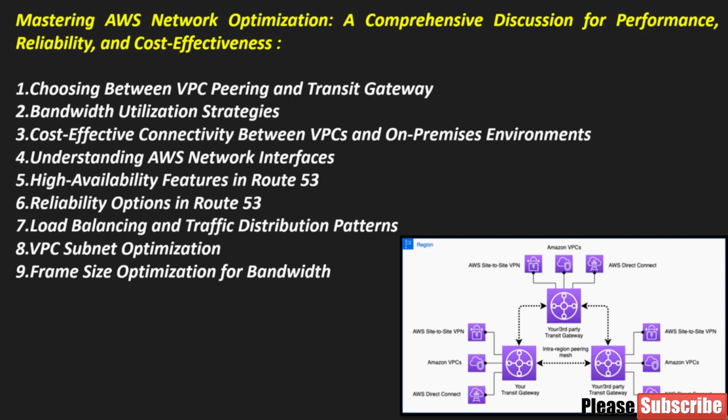Seventh is load balancing and traffic distribution patterns. As I told in the introduction part of the lecture, efficient load balancing is a very important key to distributing traffic across your application's infrastructure. Here we need to discuss some of the AWS elastic load balancing and explore traffic distribution patterns such as round robin and least connection to ensure your application remains available and responsive.